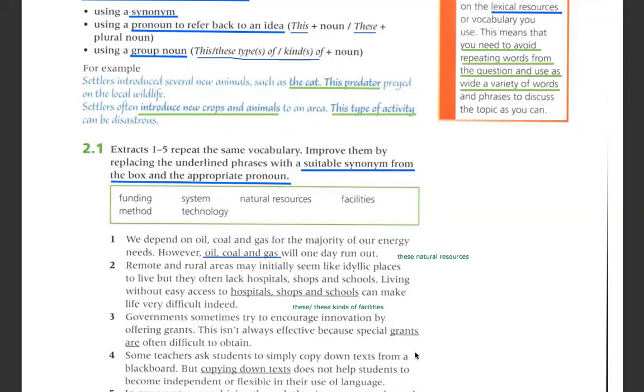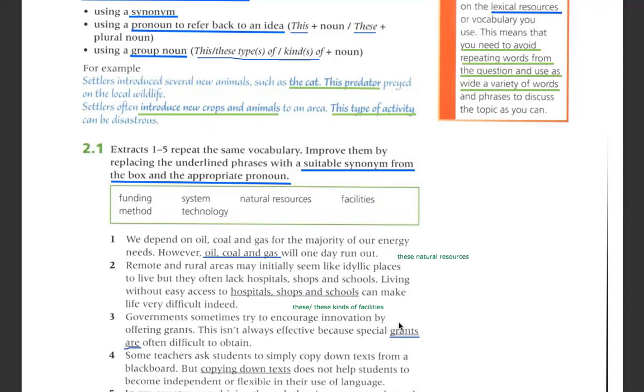Number 3 is a little bit different. We're not going to use a pronoun here. We're going to find the synonym, and then I want you to think about, does this verb need to change? So we don't need a pronoun for this one. So what's the synonym? I want you to look at this verb. Think about, is this verb correct or does it need to change?